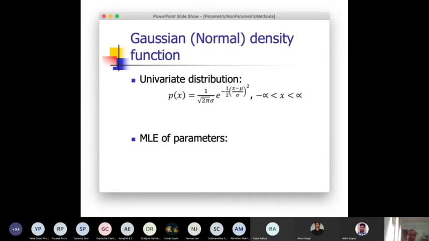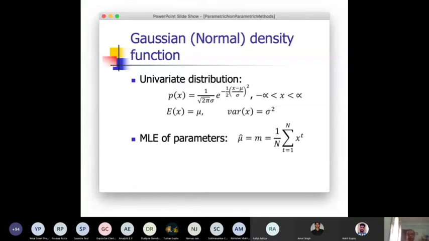Here in this case, we are considering a univariate random variable, and this is a familiar expression of the Gaussian distribution, as you can see. We all know that the expectation of this random variable is the parameter mu in the form of the density function, and sigma square denotes the variance of the random variable.